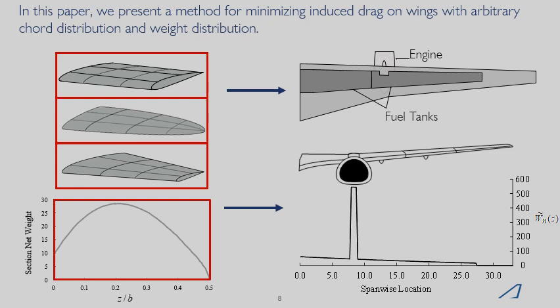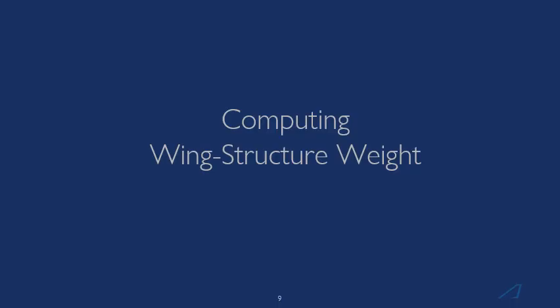But in order to do that, we have to, I guess, supplement our analytic methods with some numerical methods. So the first challenge, and really the main challenge that we have, is how do we relate the wing structure weight and find the wing structure weight as a function of the wingspan and the lift distribution, since all three variables are coupled.